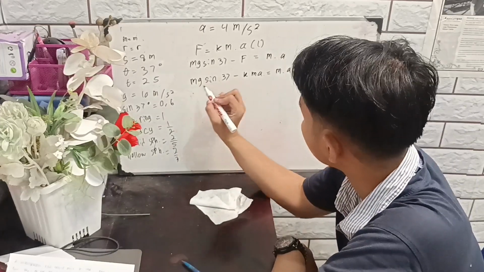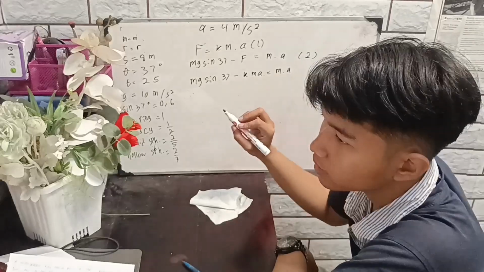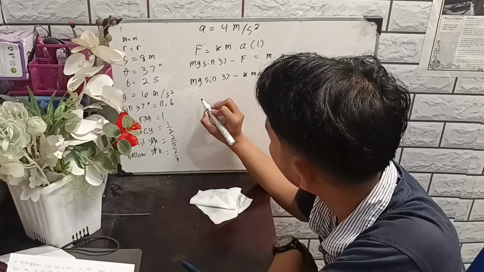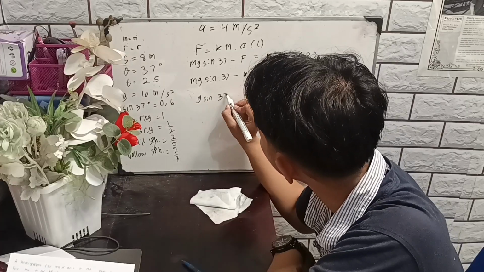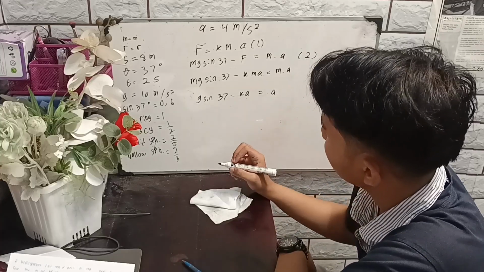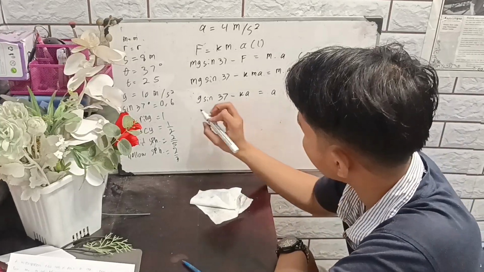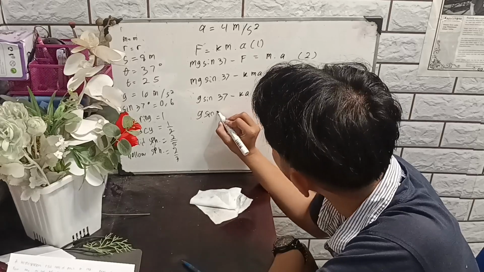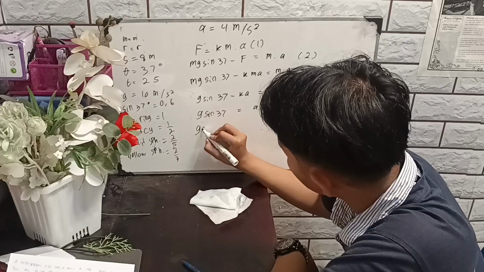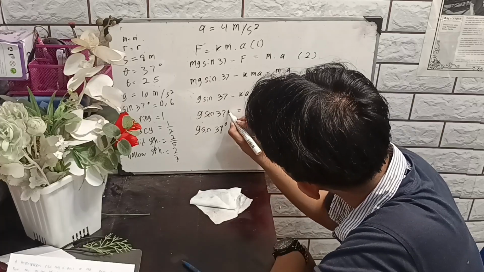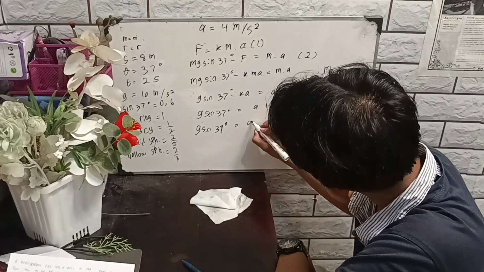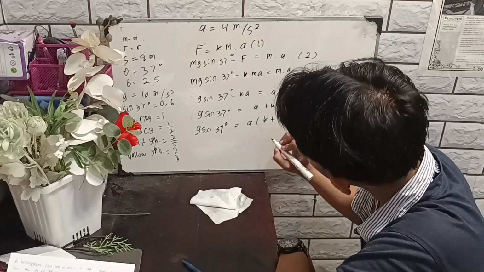Because there is mass in every term, we can just divide by m, and it becomes g sin 37 minus k a is equal to a. Because there is acceleration on both sides, g sin 37 is equal to a times (k plus 1).